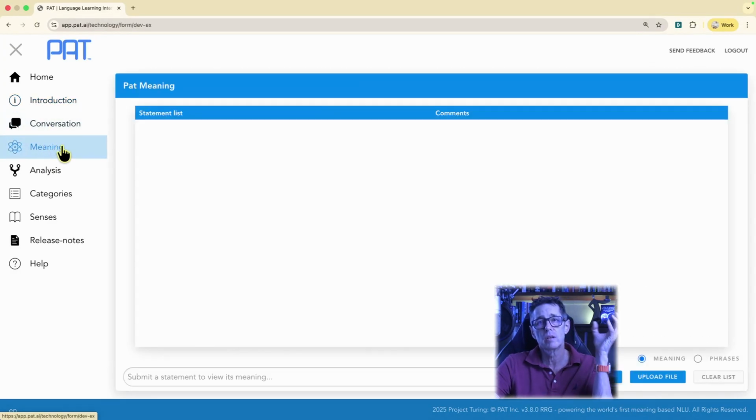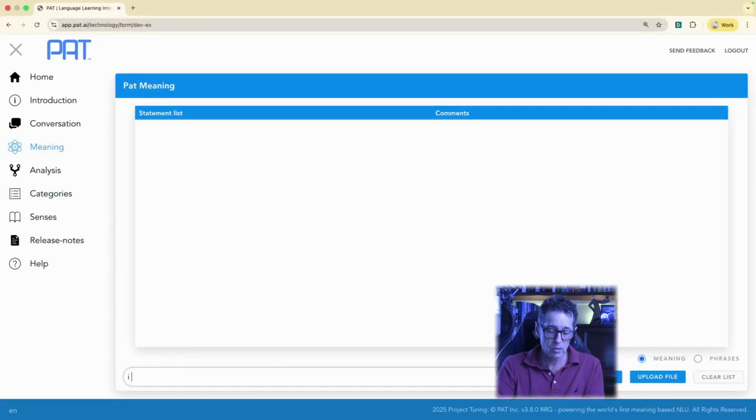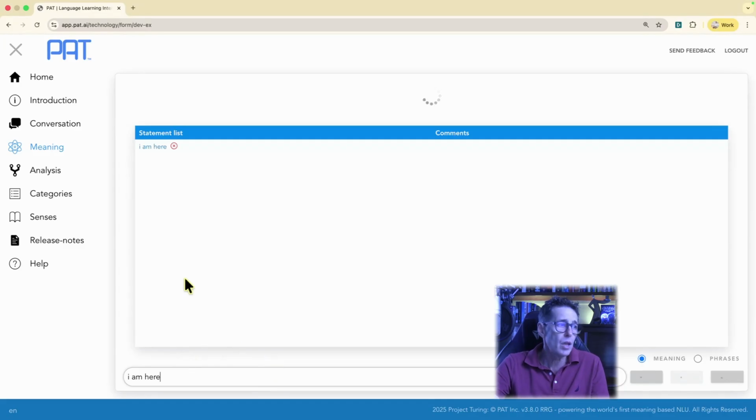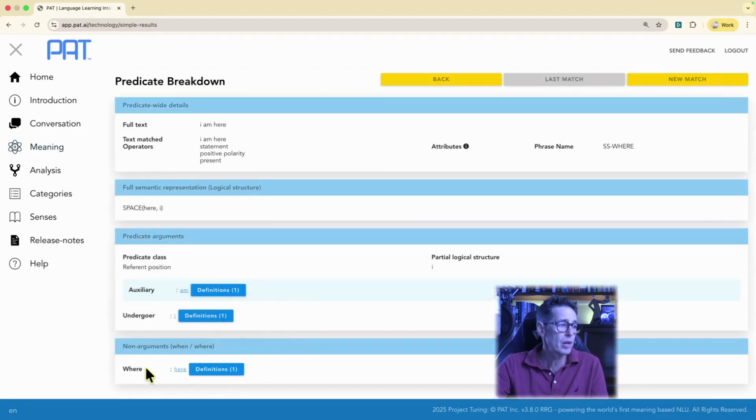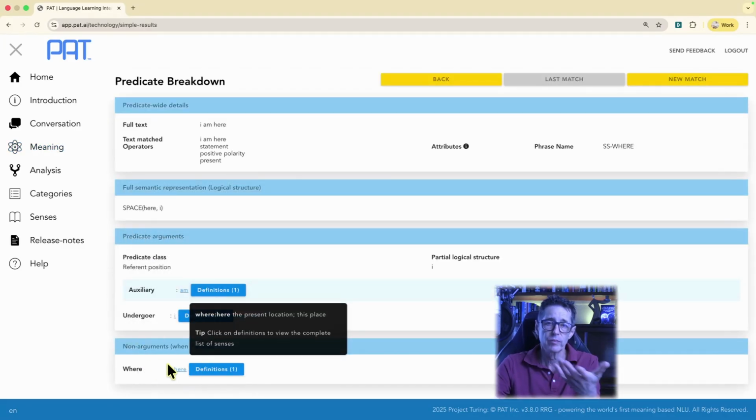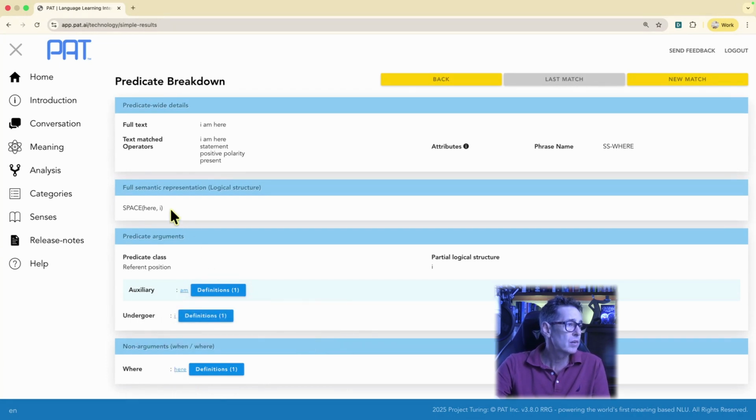Then for the next two elements, I'll go to the meaning element first. This one takes sentences and breaks them down into their meaning representation. So if I say "I am here" as a sentence, you can see the where location that I am at is here, and that it's a space rather than a temporal example. So that's where I am, and that's the meaning introduction.